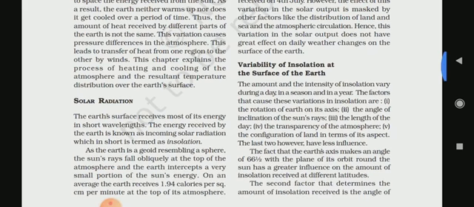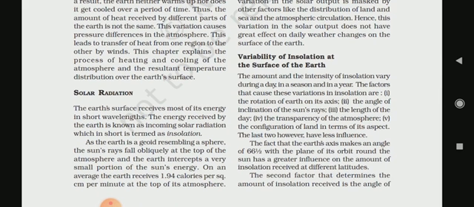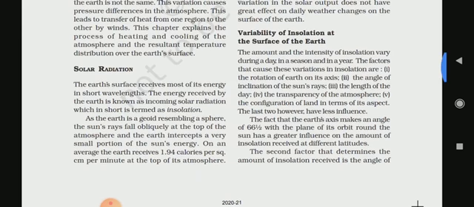of the earth. So students, the amount and the intensity of insolation vary during a day, in a season and in a year. The factors that cause variation in insolation are, here I'll tell you 5 points. First is the rotation of the earth on its axis. Second is the angle of inclination of the sun's rays. Number 3, the length of the day. Fourth is the transparency of the atmosphere. And the fifth one is the configuration of land in terms of its aspects.